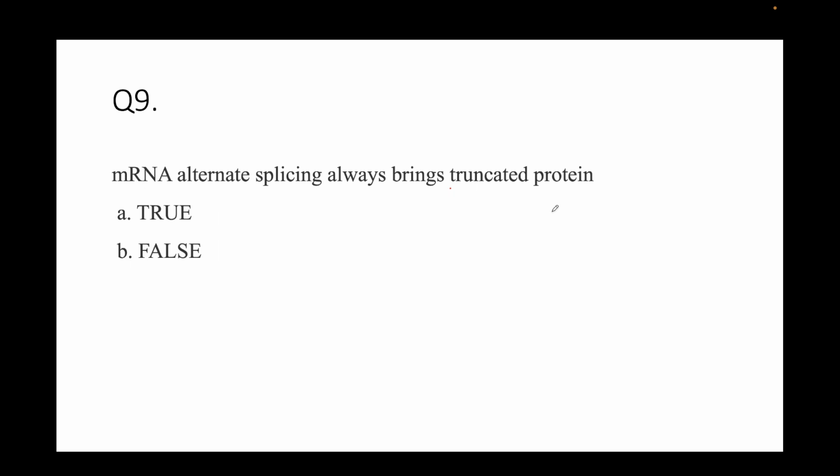I see some of you have said true, some of you have said false. So actually it is false. Here it is written always: mRNA alternative splicing always brings truncated protein. It is false. It doesn't always bring truncated protein.